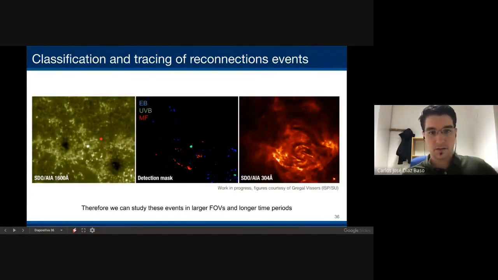These images are examples of a work in progress, but with very successful results, where after training the neural network, we have taken the SDO data, applied the neural network, and recovered a detection map, like the one I showed you here, where we have some hints about where we have the UV bursts or the locations of the microflare.